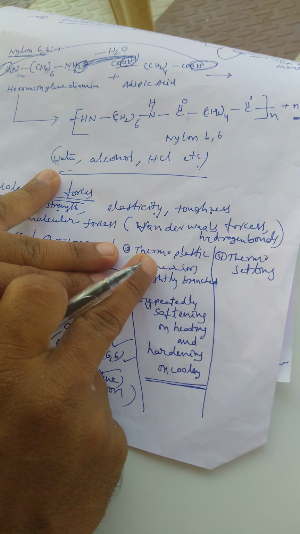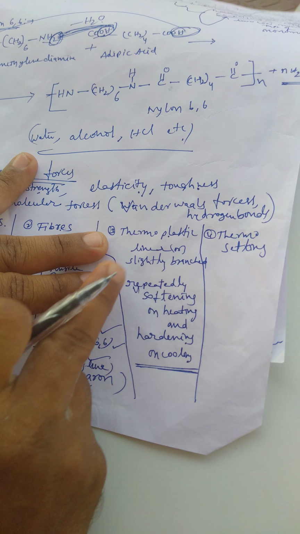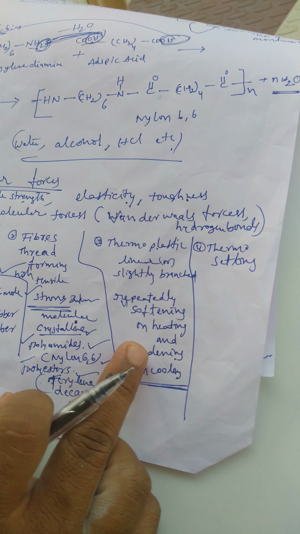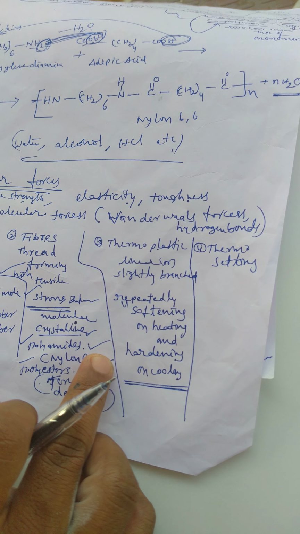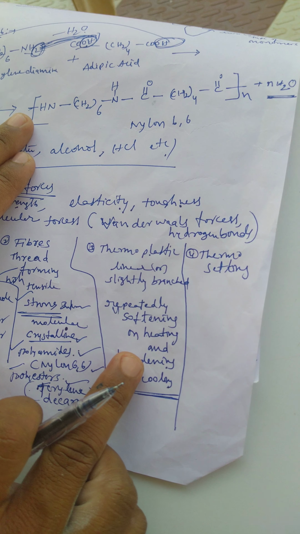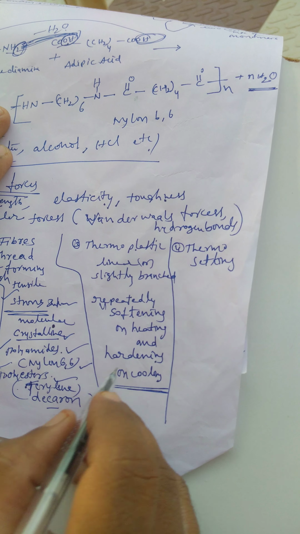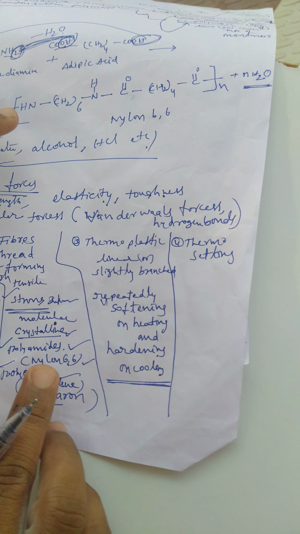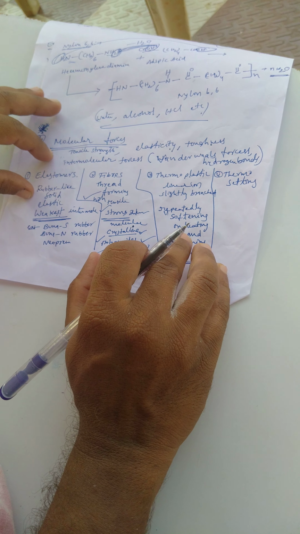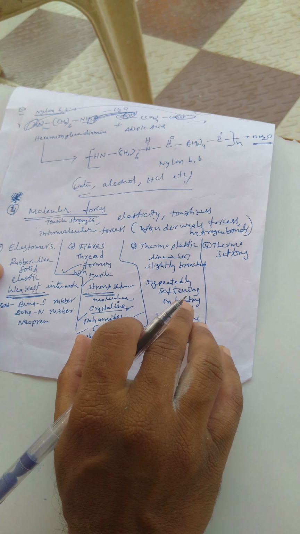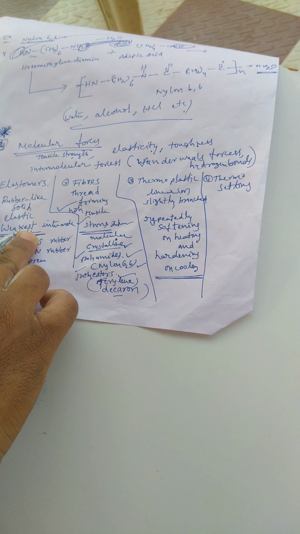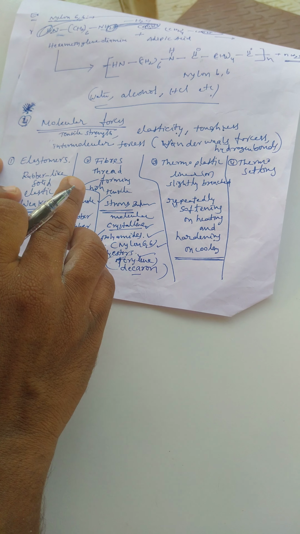Whenever you hear about thermoplastic polymers, this phrase is very important: softening on heating, hardening on cooling. These polymers possess intermolecular forces of attraction intermediate between elastomers and fibers. These thermoplastics have intermolecular forces between fibers and elastomers. Fibers means strong.